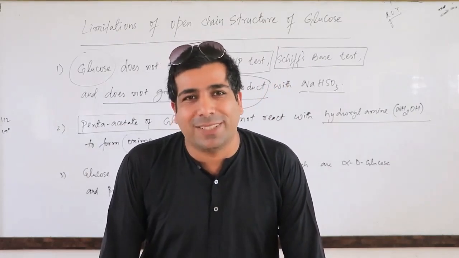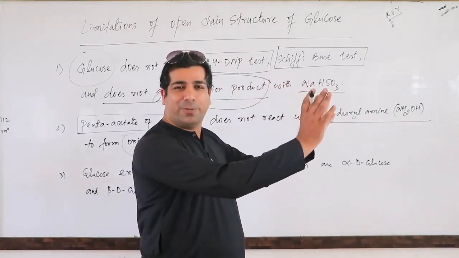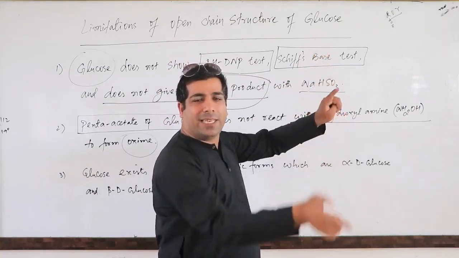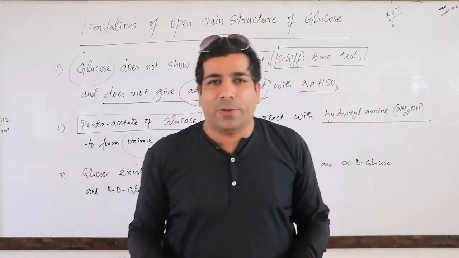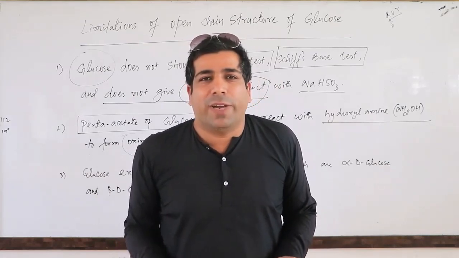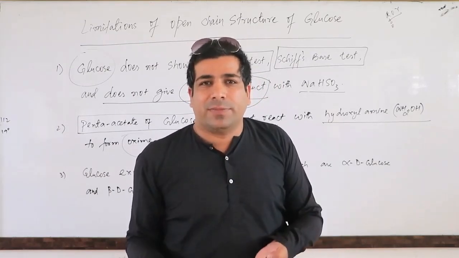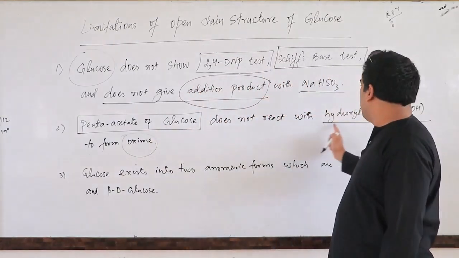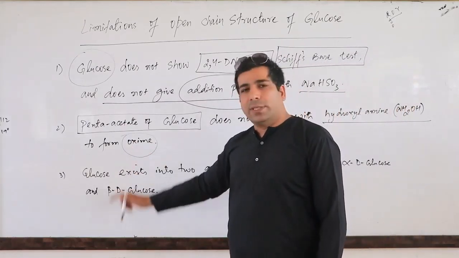Again, the same thing happens. The open chain structure of glucose, which has a free aldehyde group, changes into the cyclic structure, and the free aldehyde group does not exist when the open chain of glucose changes into the cyclic structure. That means pentaacetate of glucose will not react with hydroxylamine to form oxime.